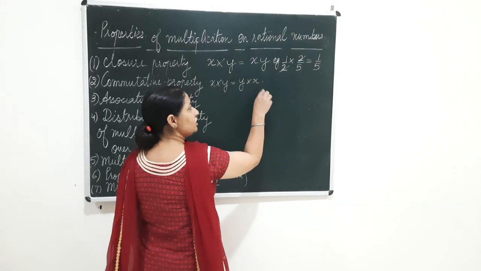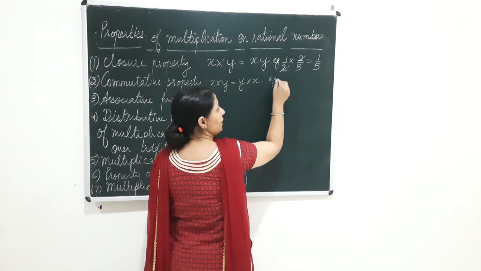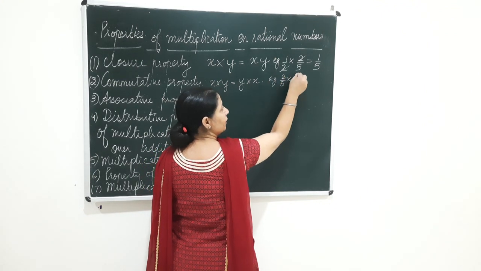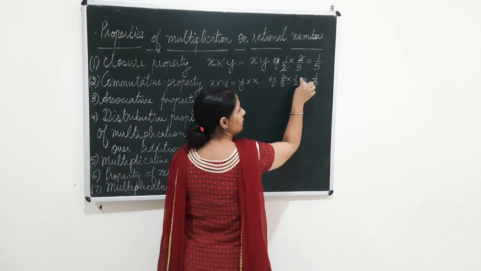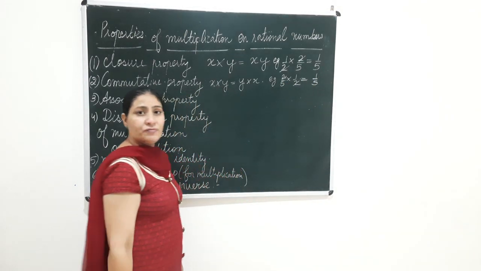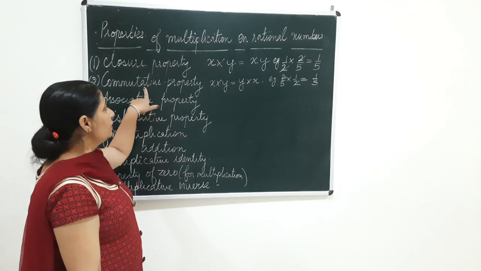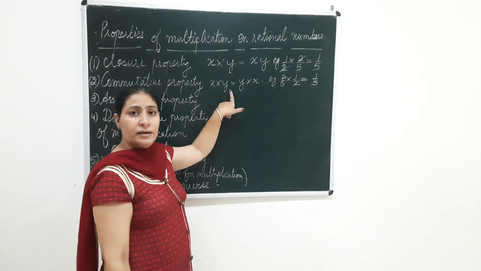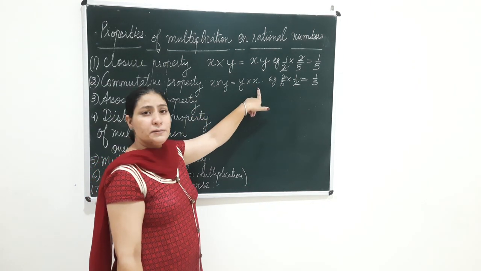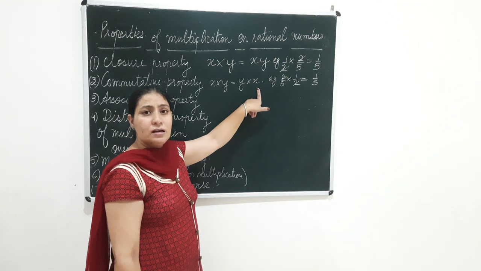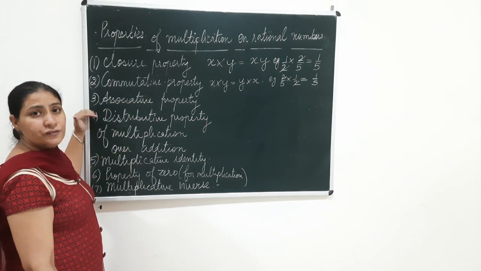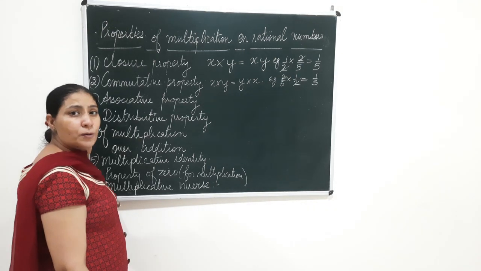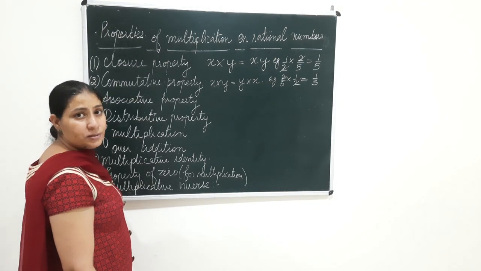Now if I reverse this, say I multiply 2 by 5 with 1 by 2, you can well see that my answer again is equal to 1 by 5. So this shows that x multiplied by y is equal to y multiplied by x. This is the commutative property. Next, beta, we have the associative property. Associative property is discussed with three rational numbers.